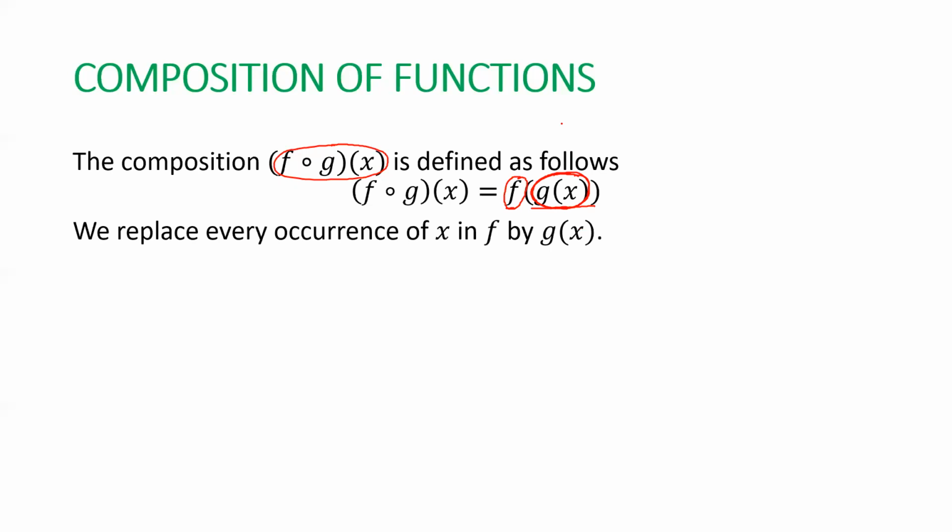Now, in this case, we replace every occurrence of x in f by g of x. Now, if we define g circle f of x, this is written as g of f of x. And g circle f of x is not necessarily the same as f circle g of x.